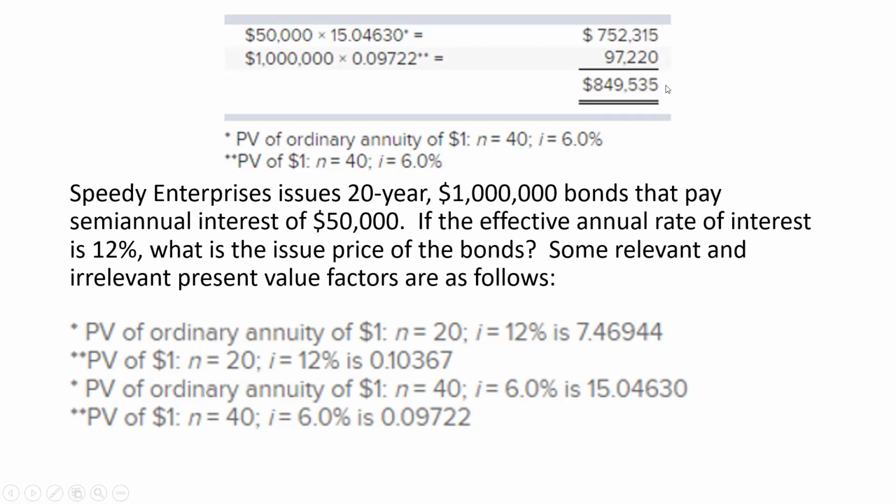$849,535. So this $1 million bond apparently is not paying as much interest as investors could find in the market otherwise. So they're selling it at a huge discount.